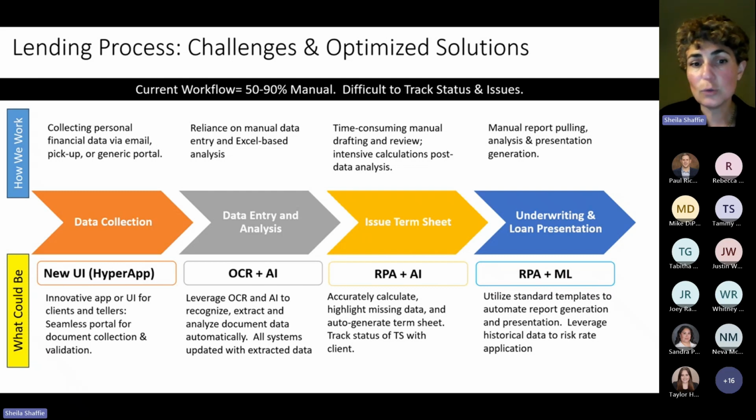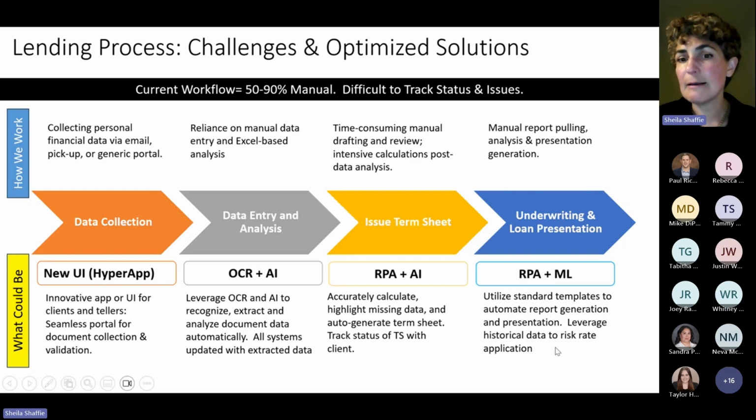Then we could use optical character recognition and artificial intelligence to extract the data that we need out of those forms, out of those documents, and populate them into your Excel spreadsheets or whatever tools you're using to do your spreads and analysis. Once the analysis is completed, you would use robotics and artificial intelligence now to generate an accurate term sheet that is standard, that has the same look and feel that you want to represent your bank.